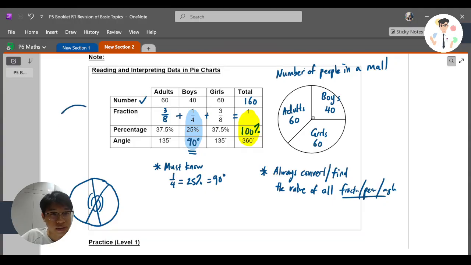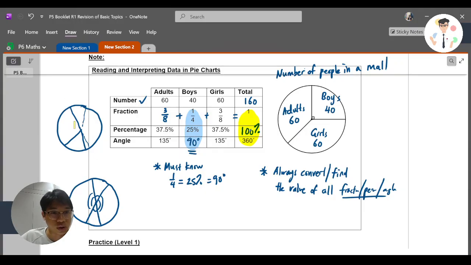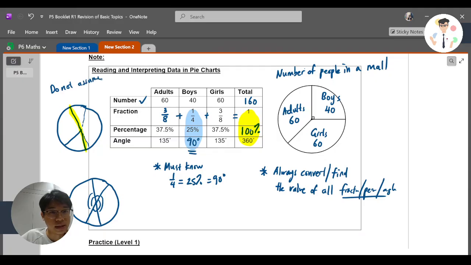But the problem is sometimes the question likes to trick you by doing this. I make it look very similar to a straight line, but actually it is not a straight line. So what I am trying to say is do not assume that it is a straight line. Again, I repeat, do not assume it is a straight line unless the question actually mentions it very clearly.